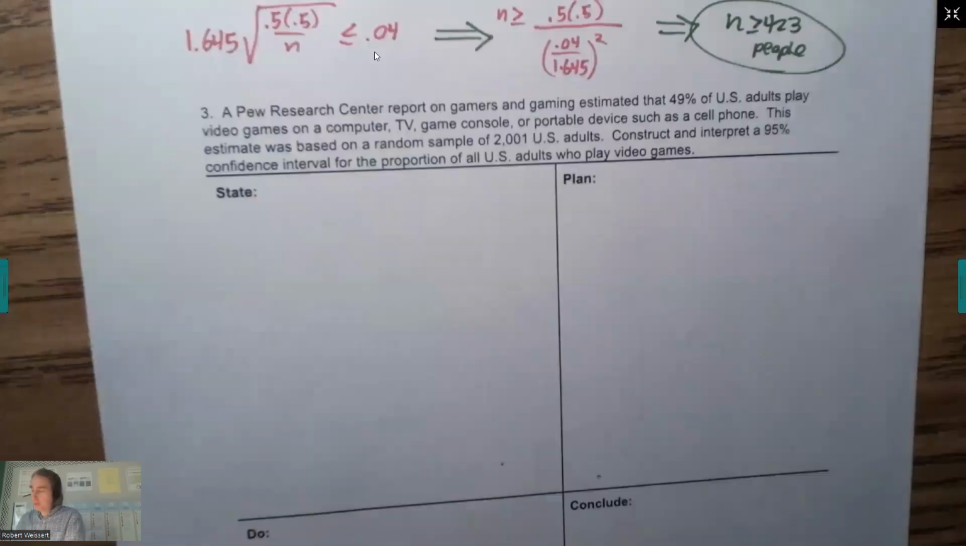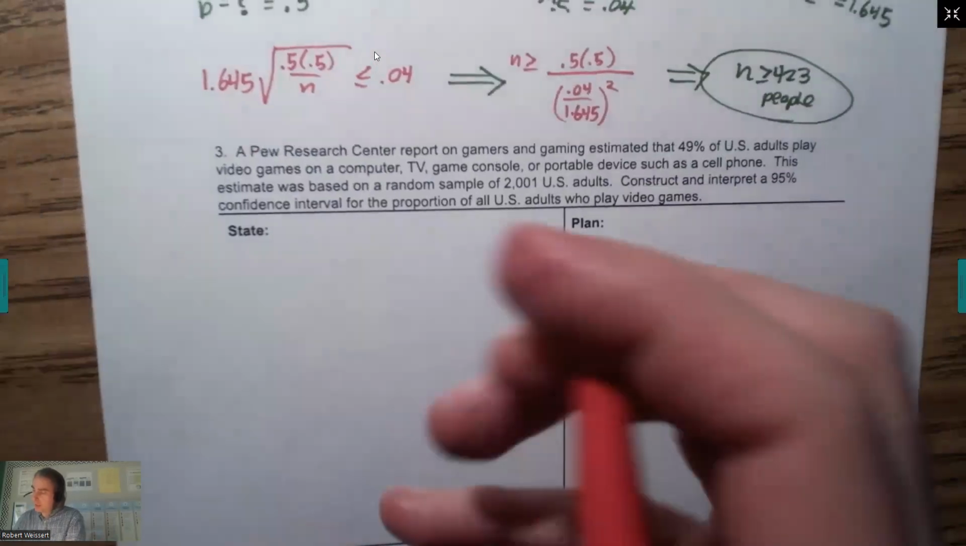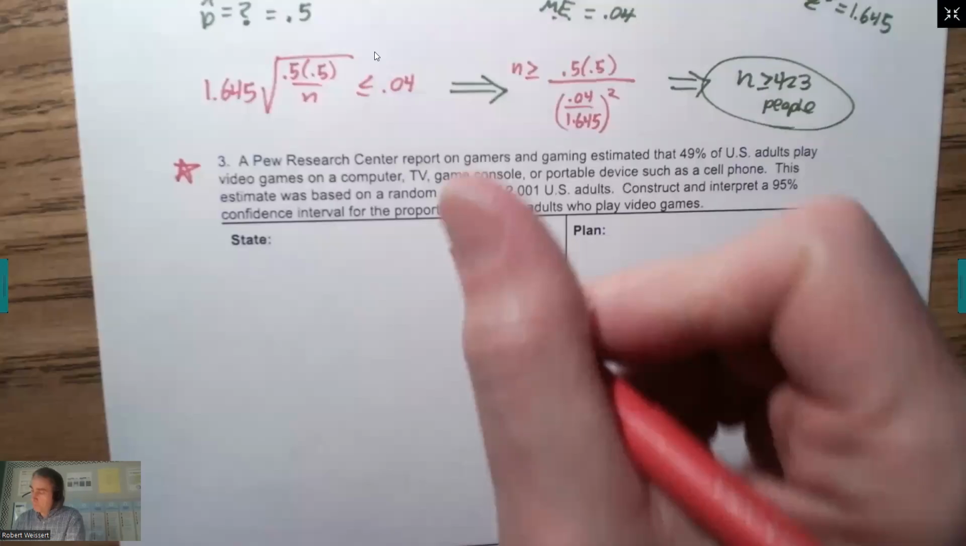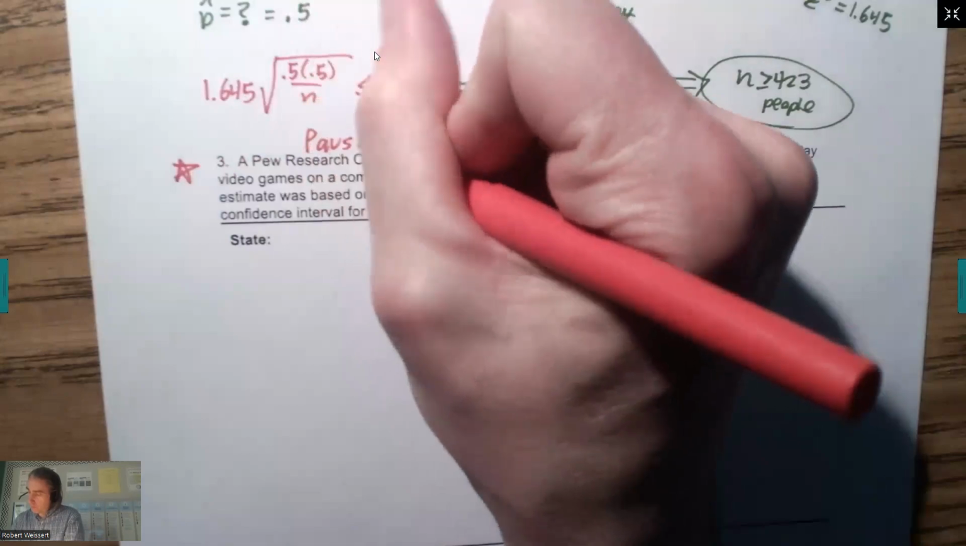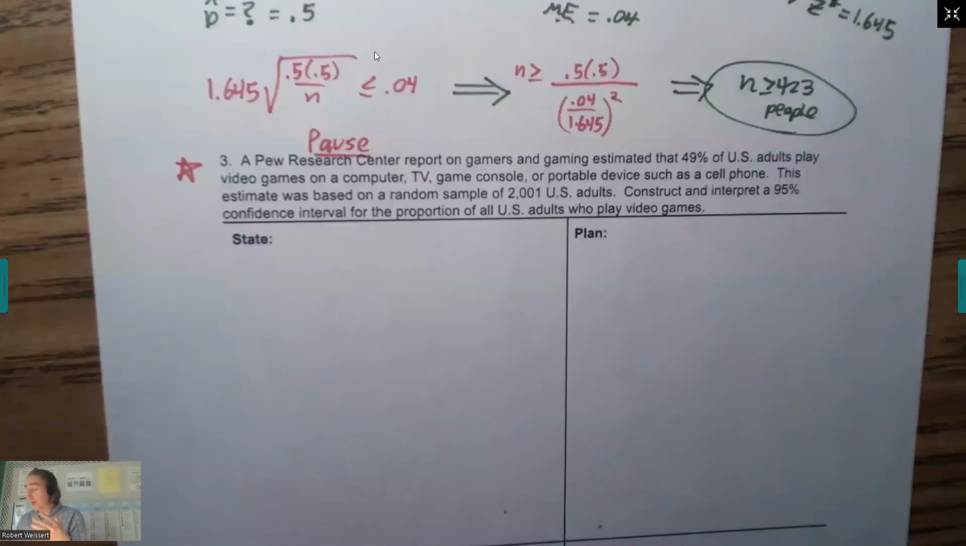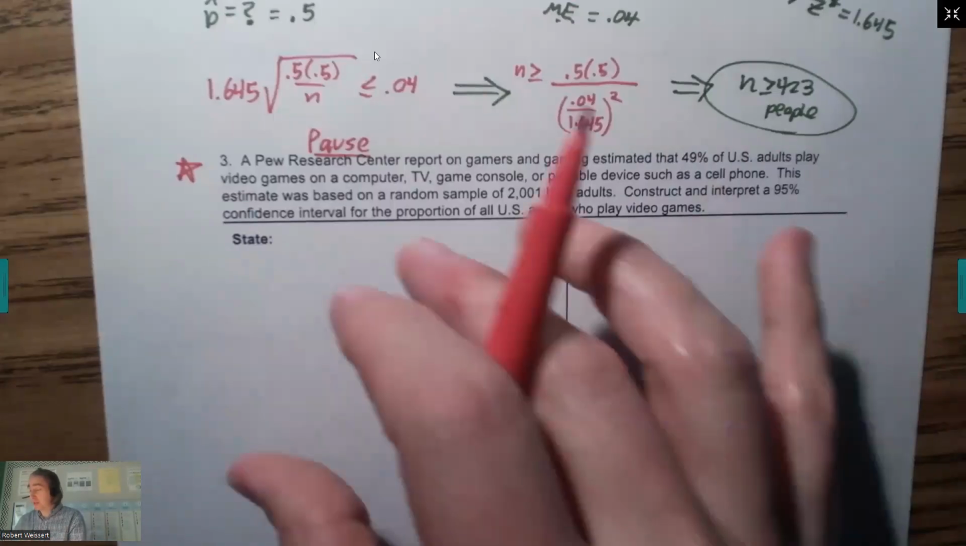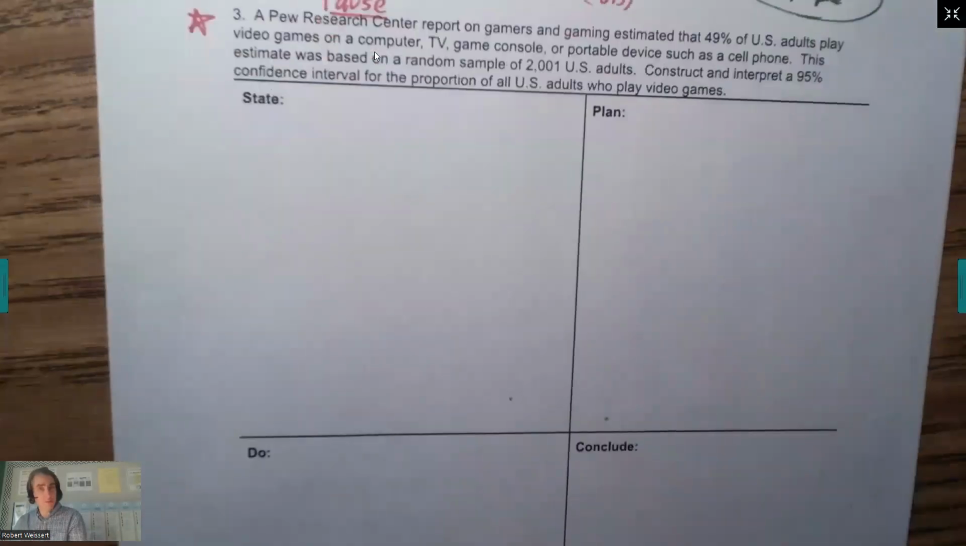All right, let's do this last one here. Again, pause this one, see if you can do a state plan do conclude. And after you unpause it, there should be a magically answered question here, and see if it fits with what you have. If not, make a couple adjustments.